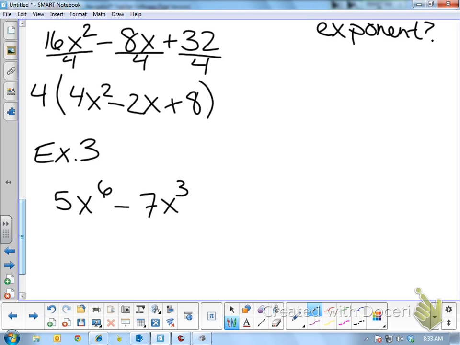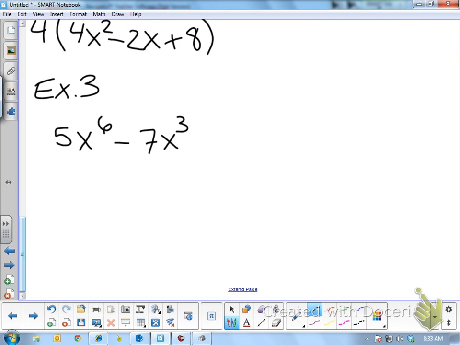So we look at this, and first we ask ourselves, is there any number that divides into both 5 and 7? No. 1, we don't care if it's a 1. If it's just a 1, we don't use it for a greatest common factor. Technically it is a 1, but we don't really need to worry about it, because is dividing by 1 going to change anything? No. So then we look, do they all have variables? Yes. Which one is the smallest exponent? 3.